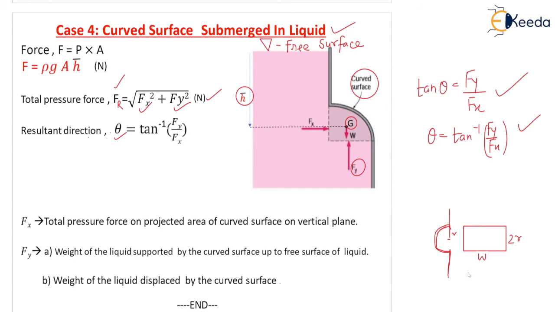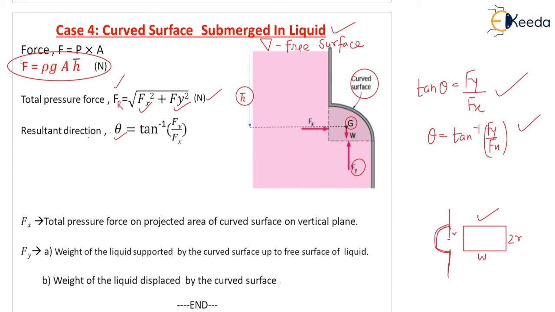So whenever you see any curved surface, first of all you project it on the vertical plane surface. What image are you getting? You will get a rectangle, in this case. Then this projected area you have to take. That is why I have written this particular formula. Look at the top of the page: F equal to rho g A h bar. The formula is the same.